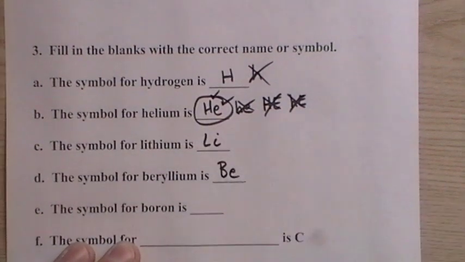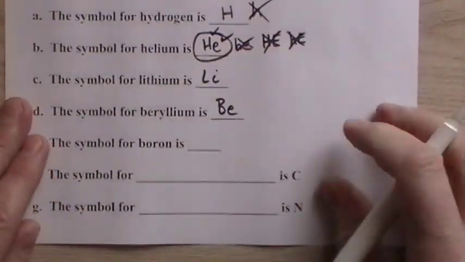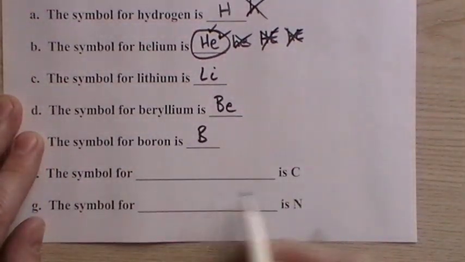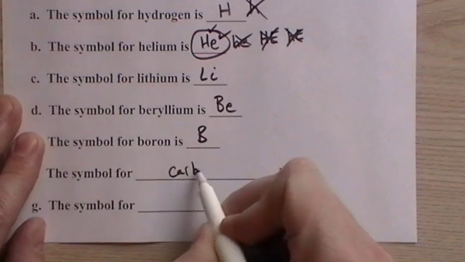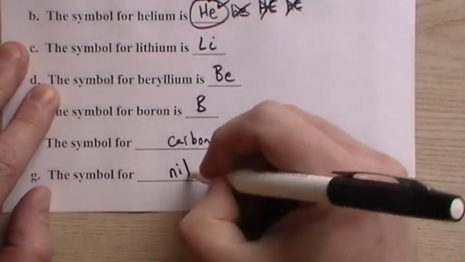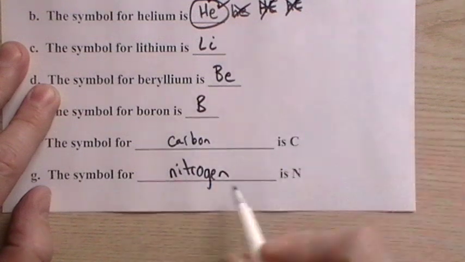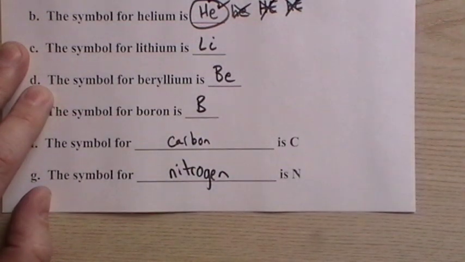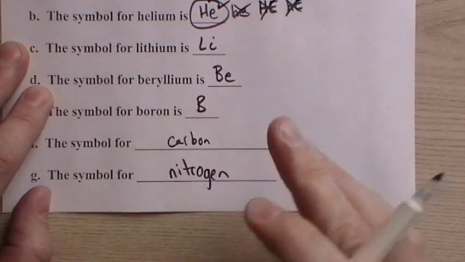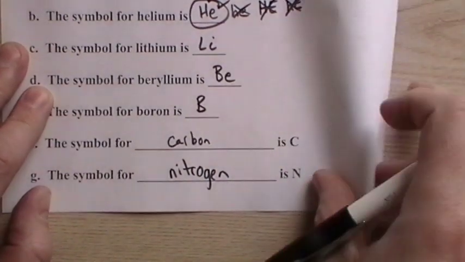Beryllium, Be. Boron here is capital B. Now here we fill in the name. Carbon, C is carbon. And then capital N is nitrogen. No need to capitalize carbon or nitrogen unless it's at the start of a sentence. For the name, though, it's going to be a lowercase letter to start out the name.